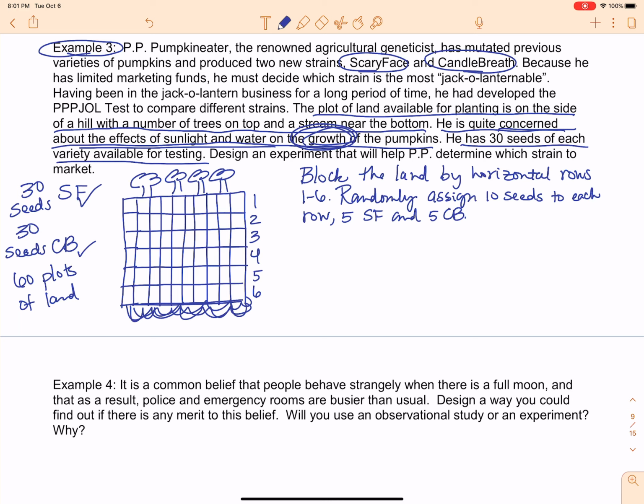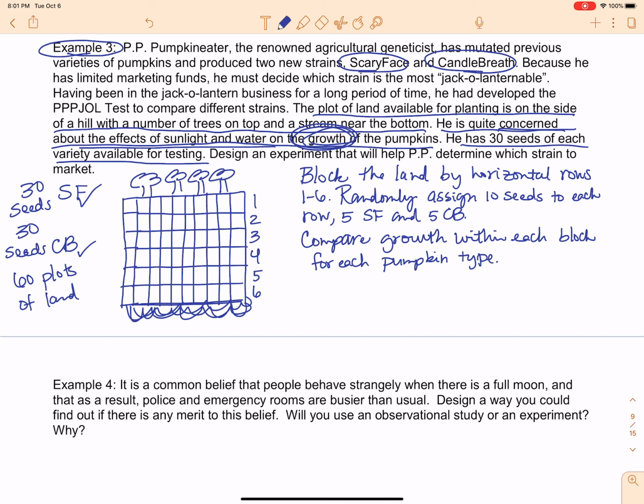So if I write it out, I'm blocking the land by horizontal rows 1 through 6, randomly assigning 10 seeds to each row, 5 scary face, 5 candle breath, and then of course I am just going to, at the end of the experiment, compare growth within each block for each pumpkin type.